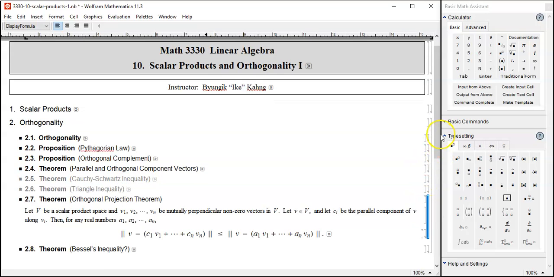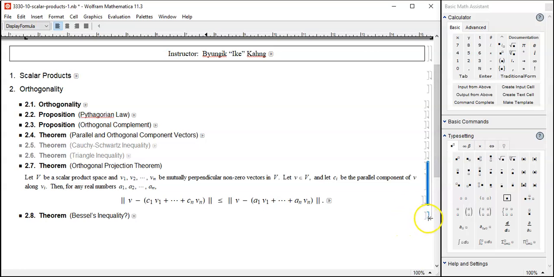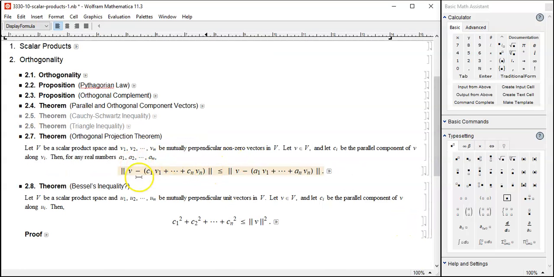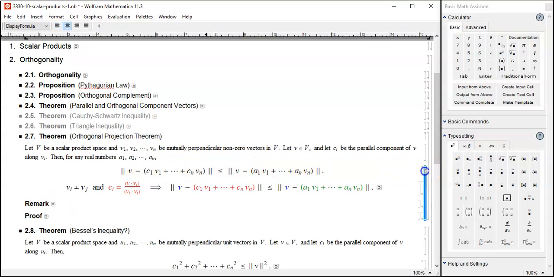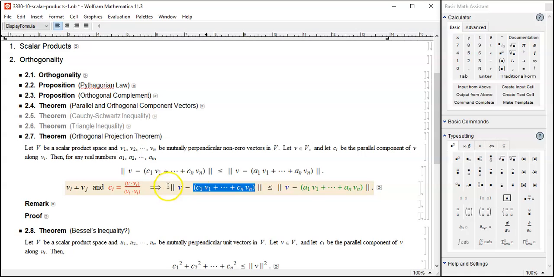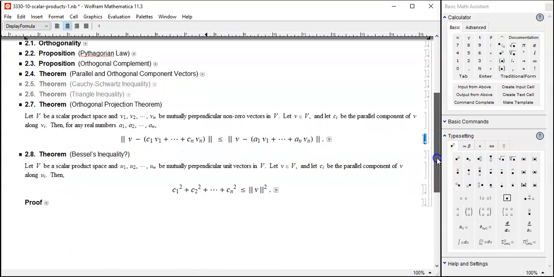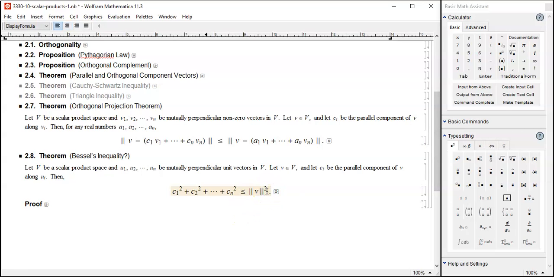So we went through two theorems here, the orthogonal projection theorem, compared with the orthogonal component vector and the arbitrary subtraction. This is the smallest, or in other words, this parallel projection vector is the best approximation of V, because anything else will give you bigger error, as you can see from this inequality. So any kind of optimization is actually useful. And we reviewed this one as well.